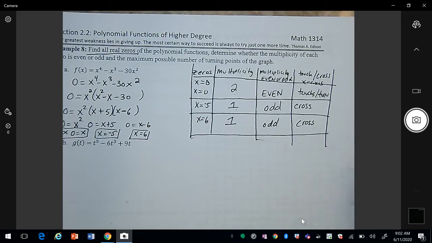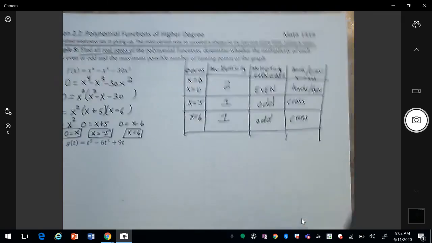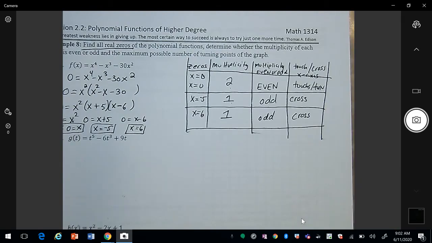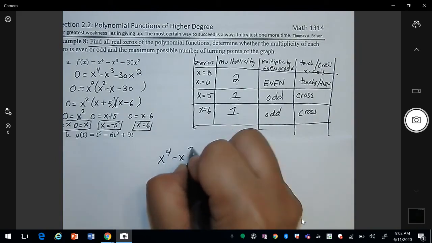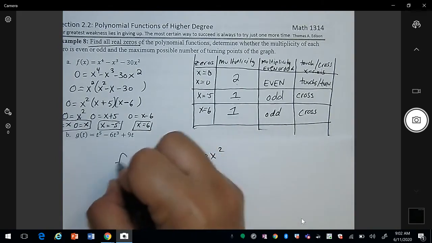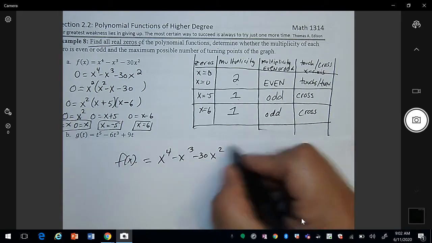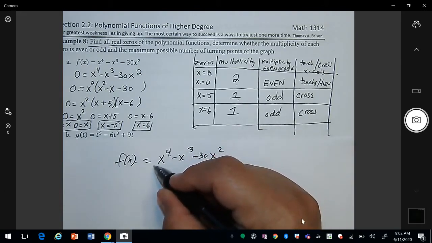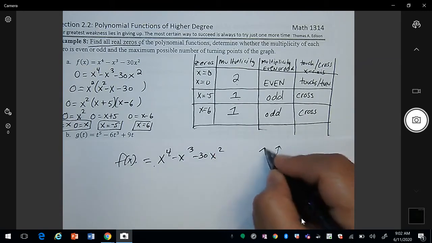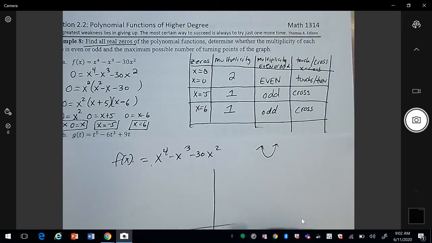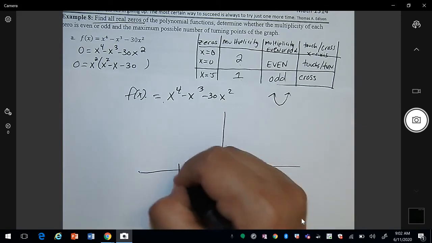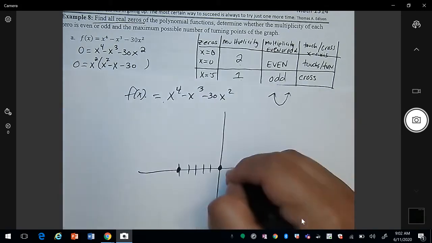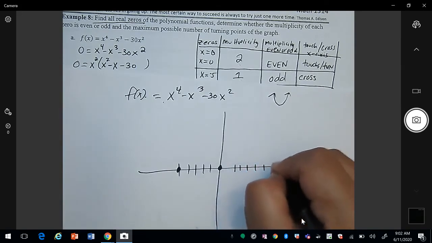And so basically what's going on here is, let me write on a piece of paper the information we have so far. If we look at the end behavior, the leading coefficient is positive, so that's going to be going up like this. So if I were to graph this, my zeros are at x equals 0, x equals negative 5, and x equals 6, which is right here.